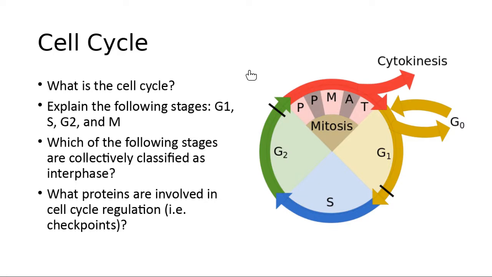So this diagram is basically an outline of the cell cycle, which is basically just the life cycle of a cell, right? So this is the cycle that that cell is going to continuously go through throughout its lifetime. The first couple of steps that we talked about were G1, S, and G2. So do we know what the collective name for all of these stages is?